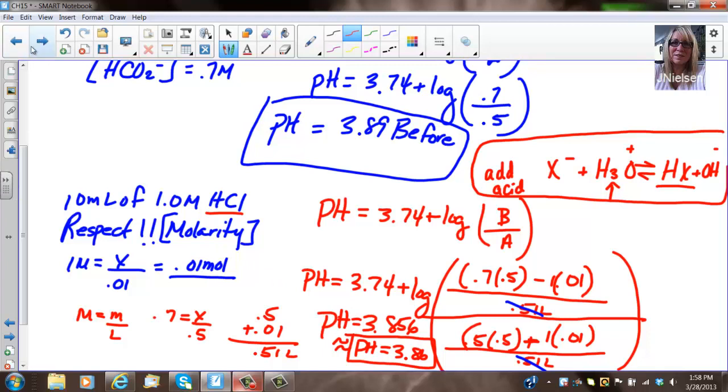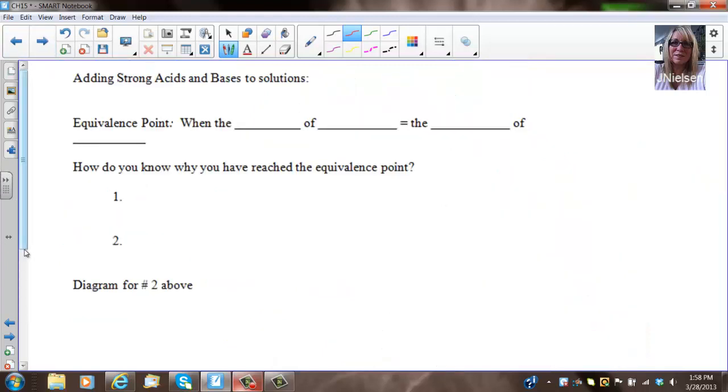All right, let's get to today's problems. Adding strong acids and bases to solutions. Equa means equal. So our equivalence point is when the moles of H plus equal the moles of OH minus. How do you know when you've reached the equivalence point? Well, one way is the use of an indicator.